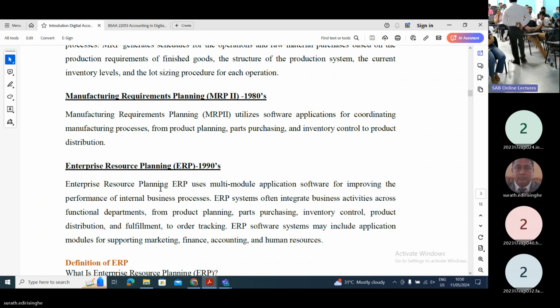We call this MRP. These points and parts will be tested on your paper. Okay? One or two questions combined on that area. Okay? But the last one, enterprise resource planning. This is our topic.